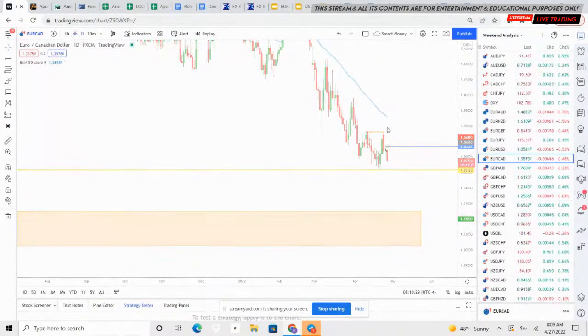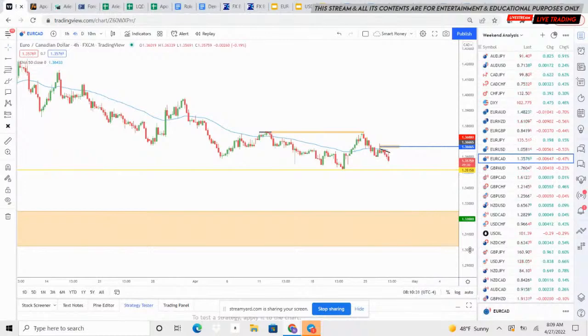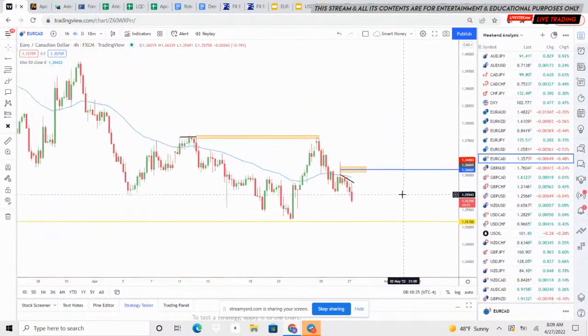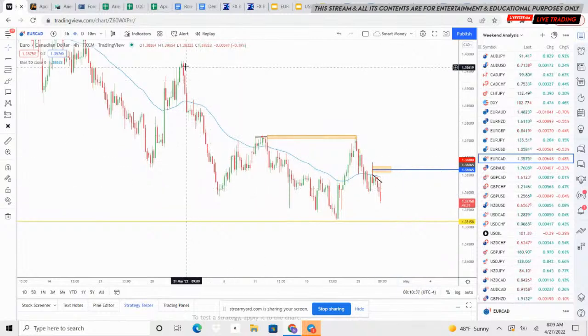With that being said, now we know where we're looking to target. Now we can go down to the lower time frames and look for a potential setup if there is one. So 4-hour time frame, lower low, lower high, lower low is formed, lower high. Let's see where we came into that lower high.